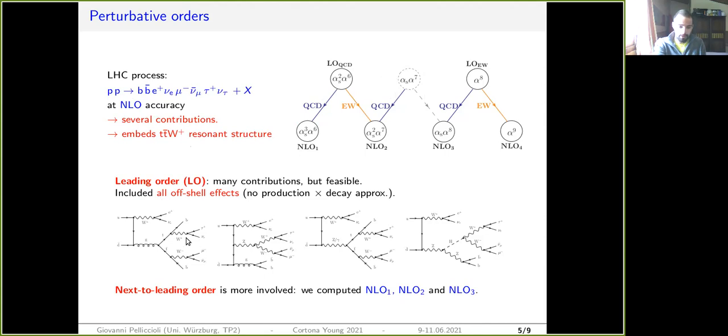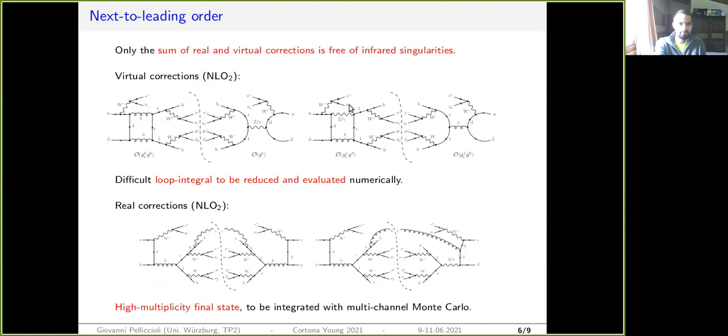So I want to stress that not all of the diagrams in the given perturbative order embed the resonant TW structures. This diagram, for example, embeds the resonant structure of W top anti-top, but this one doesn't. And this holds also for the purely electroweak diagrams. Next to leading order is definitely more involved, and we computed the NLO 1, 2, and 3 corrections to TTW production in the off-shell case.